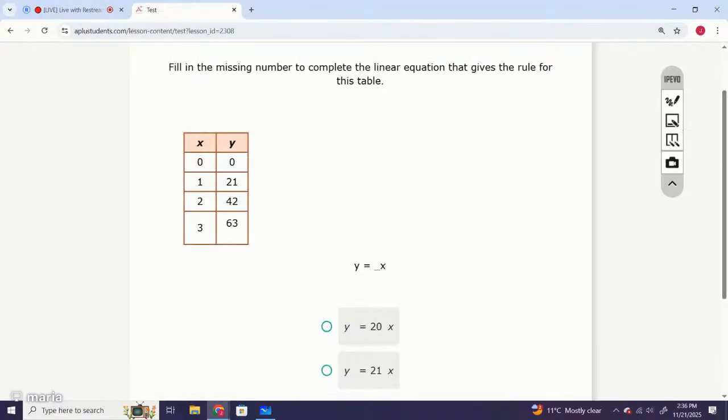Fill in the missing number to complete the linear equation that gives the rule for this table. So, which is the correct option? That is y equals 21x. Option number two is the correct option.